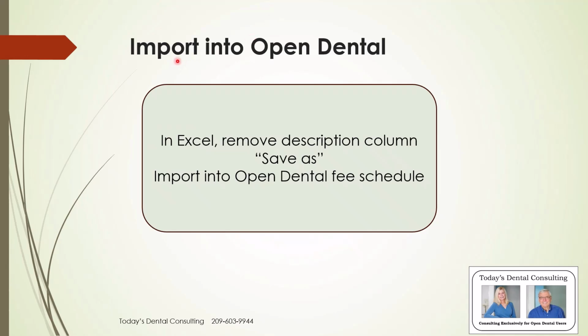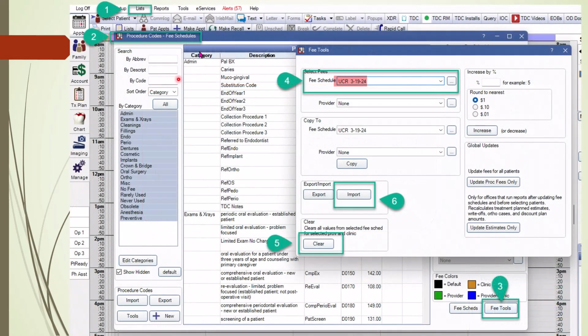Now we're finally ready to import it into Open Dental. Remember, we did the save as that text file, because that's what Open Dental is going to look for. Here's a little cheat sheet, and I'll put this in the description below the video. So we're going to go to lists and procedure codes. Then we're going to go down here to fee tools and come up and be careful which fee schedule you put in there. There's a drop down. We don't want to put our UCR in there. We want to put our old Delta fees in there. And we're actually going to clear out that old fee schedule, and then we're going to go to import here.